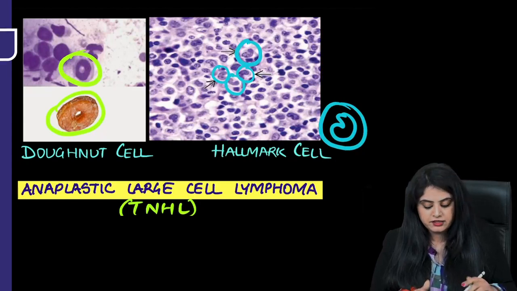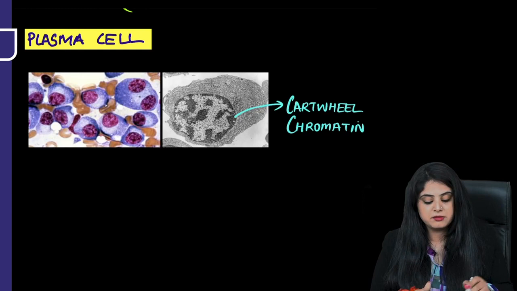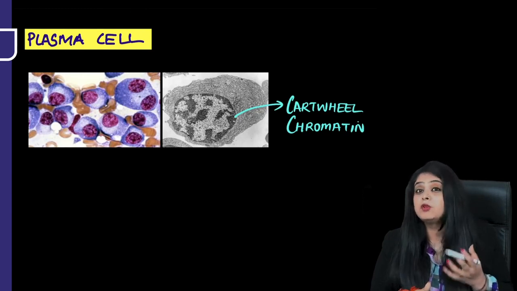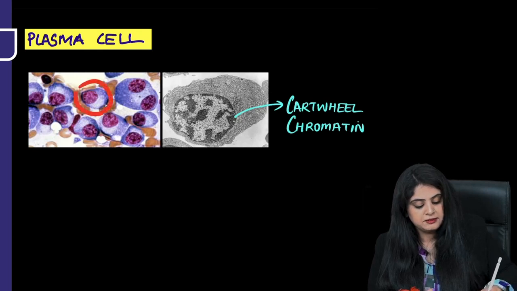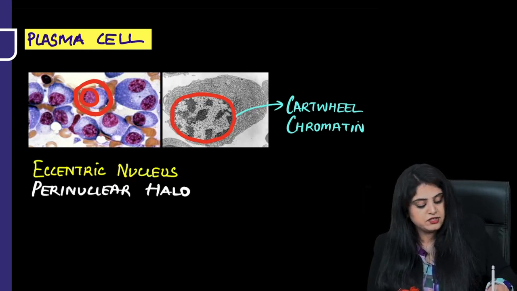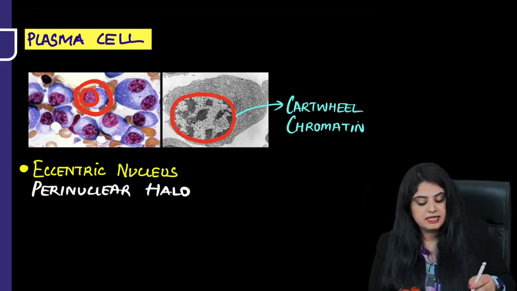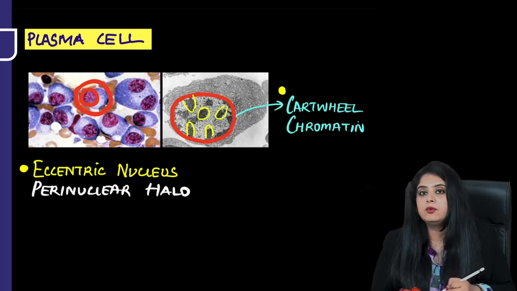Let's move on to the next set of disorders, which are going to be the plasma cell disorders. But before I start with plasma cells, I will have to tell you what a normal plasma cell looks like. So sabse pehle tell me, what is the location of the nucleus? The nucleus is always on one side. That is why it is known as the eccentric nucleus. Point number 1. Then when I saw the nucleus, it had lines inside it like a wheel. So I said it shows you cartwheel chromatin.